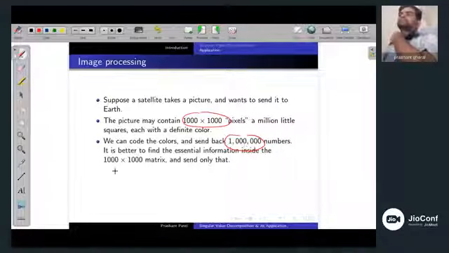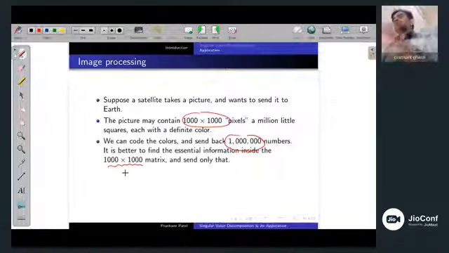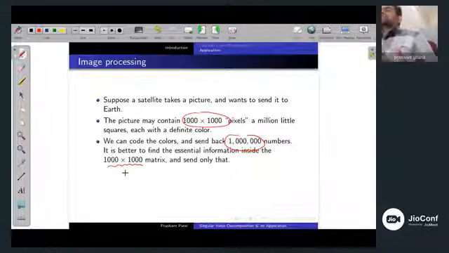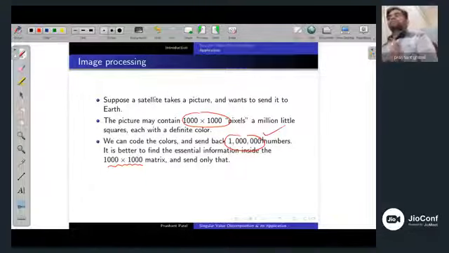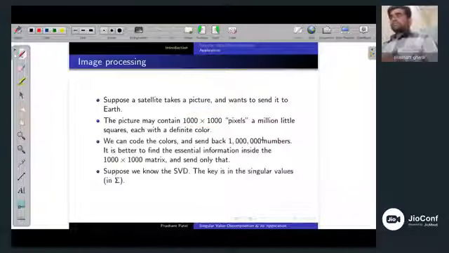Okay, so it is better that we send the essential information that this 1000 cross 1000 matrix contains, instead of sending this many numbers. Whatever the important essential information the image has, that quantity we need to send to the earth, not the entire matrix. Okay, so that is the situation. To do this, SVD will be helpful.